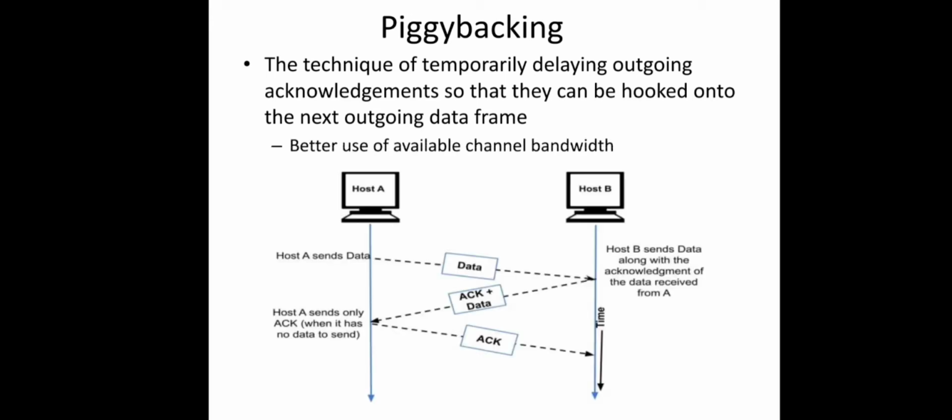So here you can see that there is a data frame from machine A to B. Definitely there will be an acknowledgement back from B to A. Instead of sending that acknowledgement separately from B to A, we are waiting for a data frame from B to A, and we are embedding that acknowledgement into this data frame.